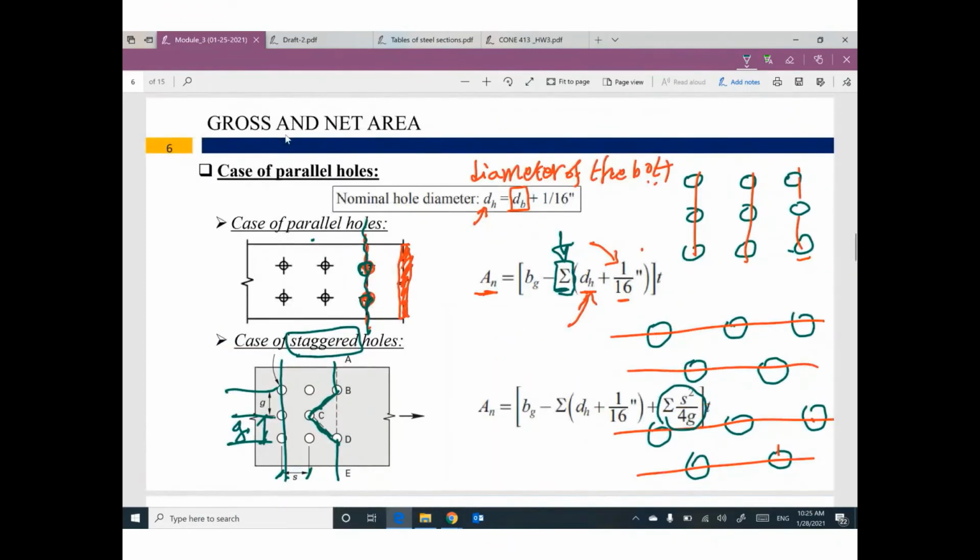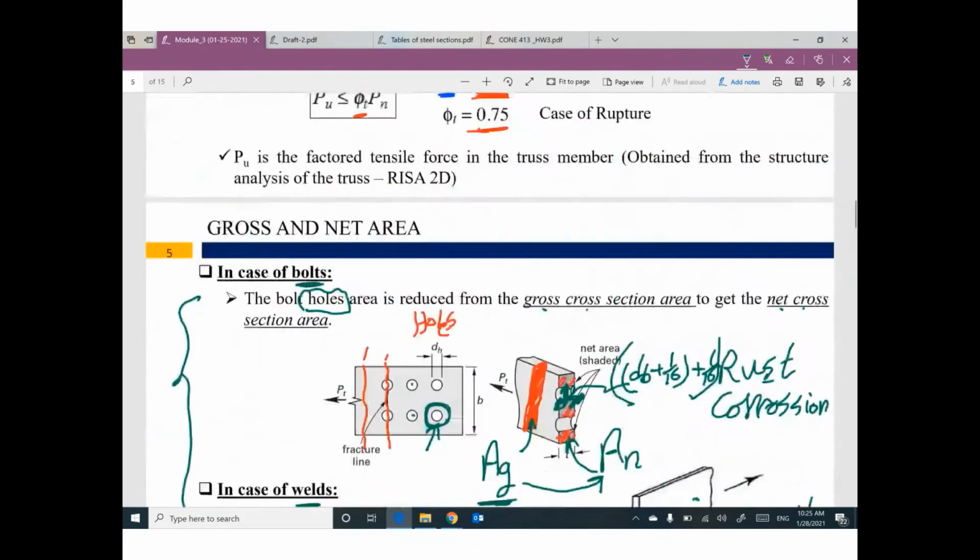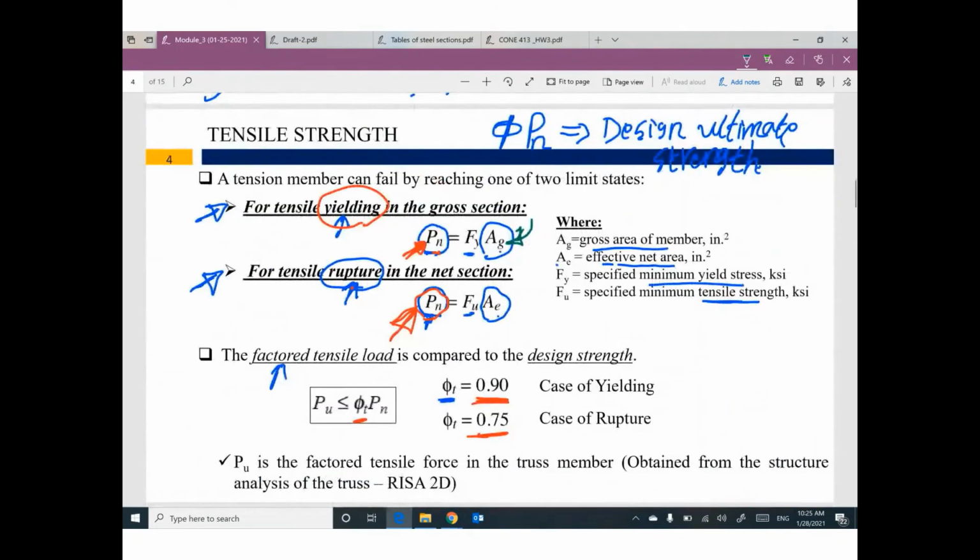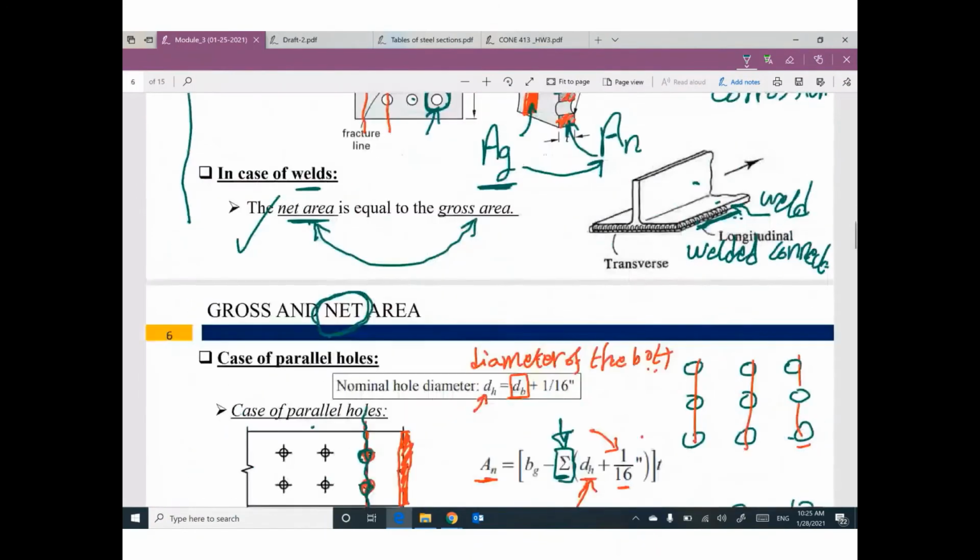So this is the meaning of area net. However, this one is talking about not area net, it's effective area net. What is the meaning of effective area net?